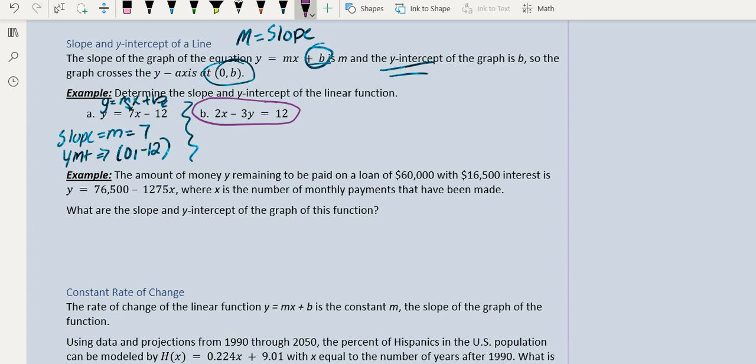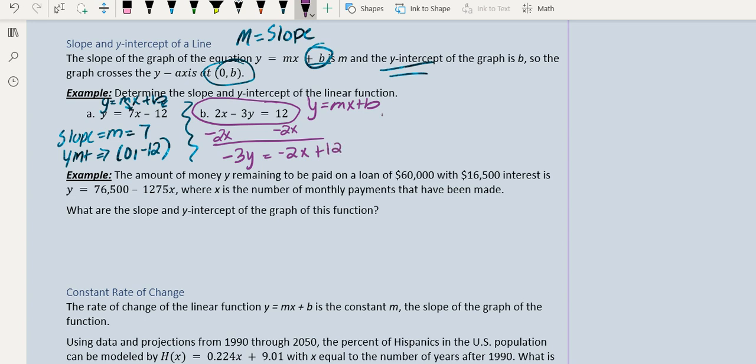And again, the way we change to slope-intercept form is it has to be written in y equals mx plus b. That's the slope-intercept form. So in this case, we would need to solve for y. So I need to subtract the 2x from both sides. And then I have negative 3y equals negative 2x plus 12.